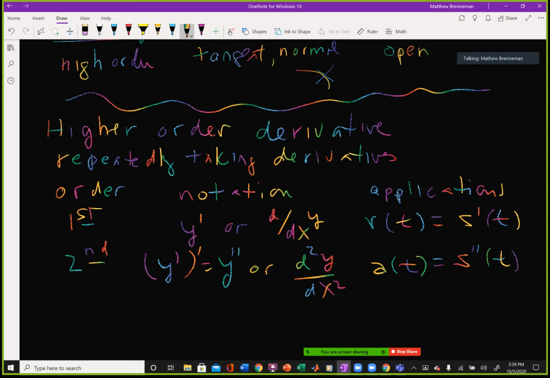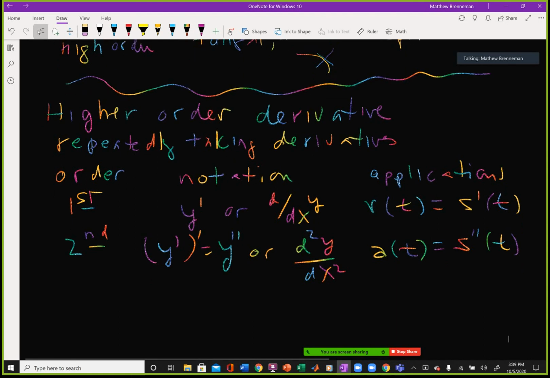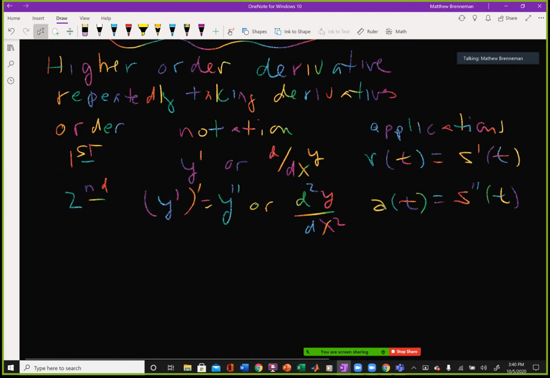And there are higher order derivatives. So the third order derivative in physics is the jerk, and the fourth, fifth, and sixth are called snap, crackle, and pop. I'm not joking. Apparently someone liked Rice Krispies.